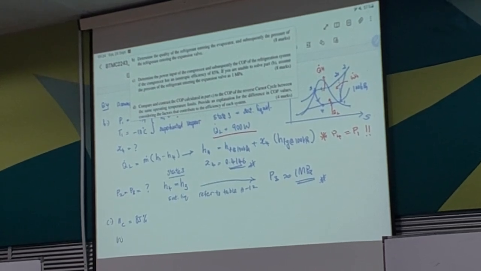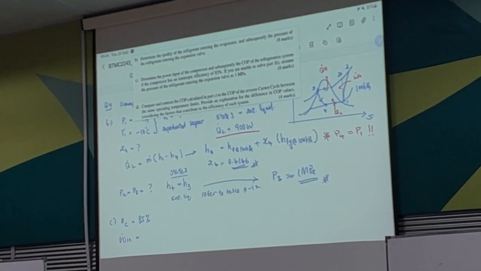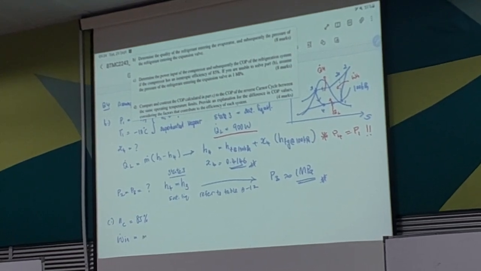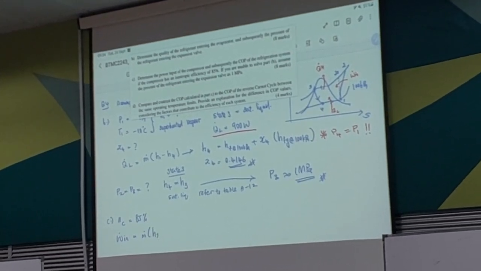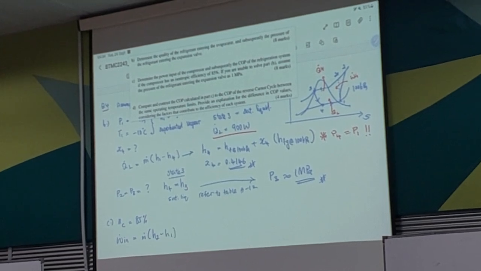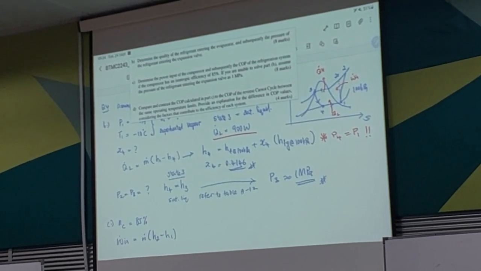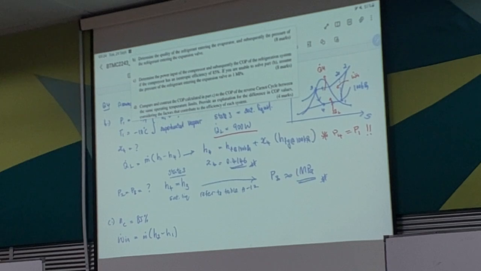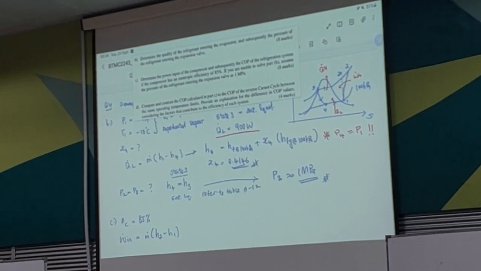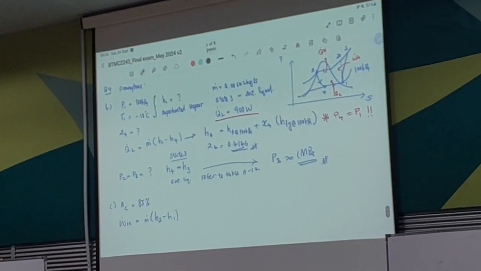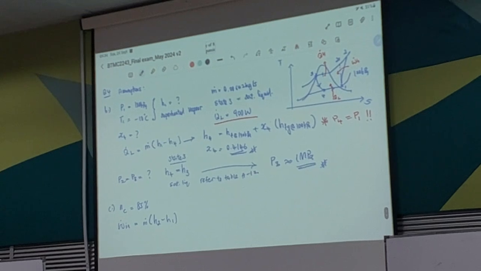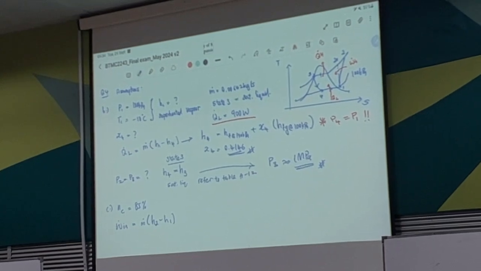You need to find the power of the compressor, right? So power of compressor, you need H2 minus H1. So you need H2. Right? You need H2. How do we find H2 then?